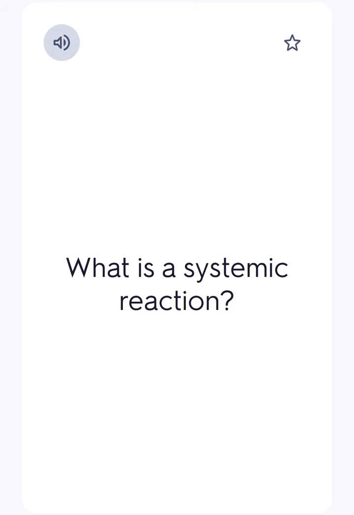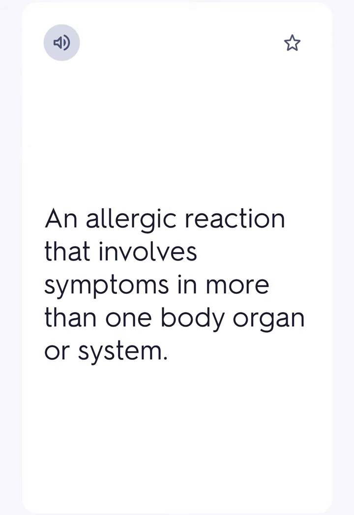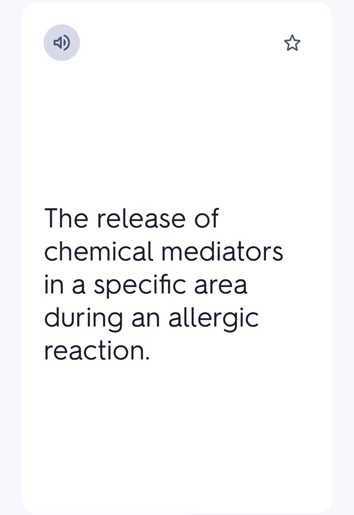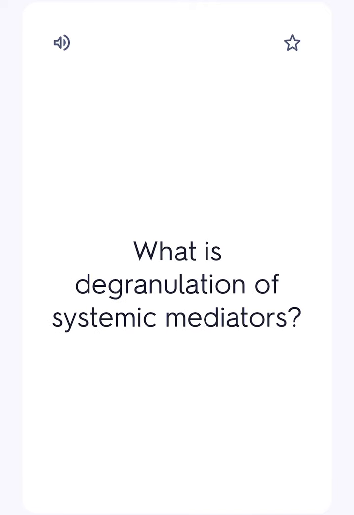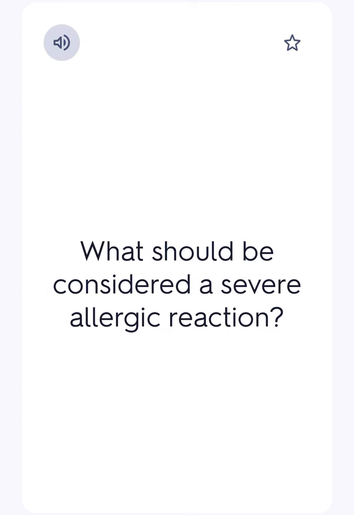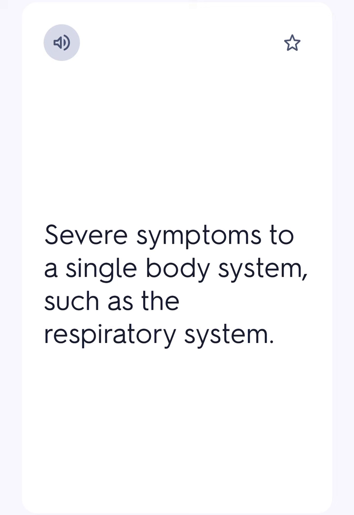What is a systemic reaction? An allergic reaction that involves symptoms in more than one body organ or system. What is degranulation of localized mediators? The release of chemical mediators in a specific area during an allergic reaction. What is degranulation of systemic mediators? The release of chemical mediators throughout the body during an allergic reaction. What should be considered a severe allergic reaction? Severe symptoms to a single body system, such as the respiratory system.